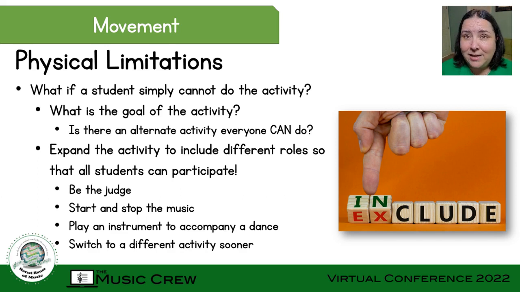If you cannot make that adjustment, and this is an activity that you need to do, there are some things that you can try to do to make sure that it is inclusive of all your students. Someone can be the judge or the scorekeeper. You could have them start and stop recorded music for the students. You could have them play an instrument to accompany a dance. And I would absolutely suggest switching to a different activity where everyone can be involved quicker than you might if everyone was able to participate in the activity as you originally designed it.